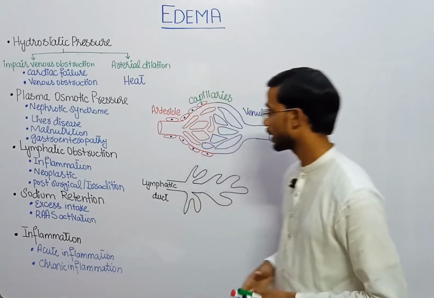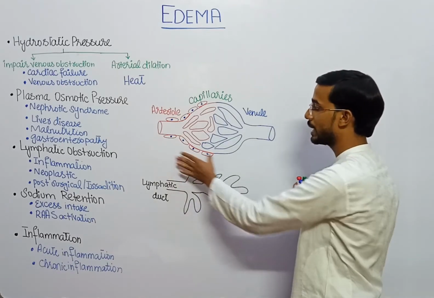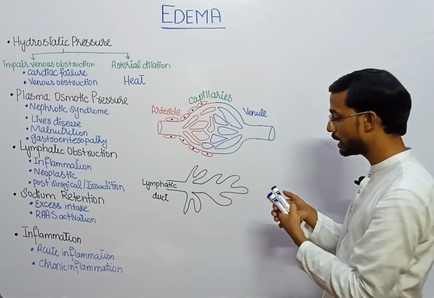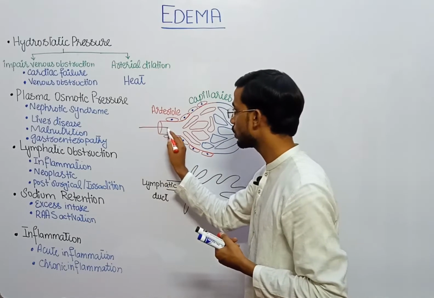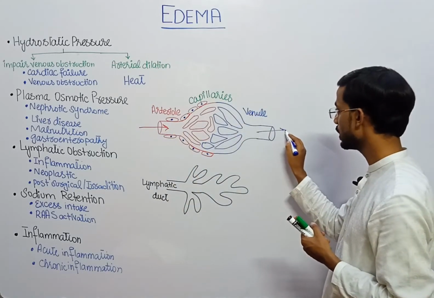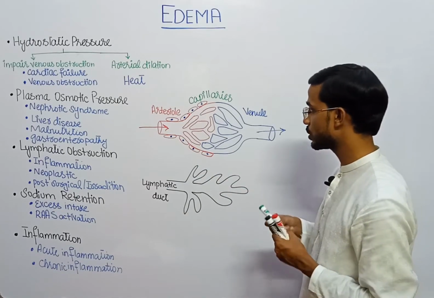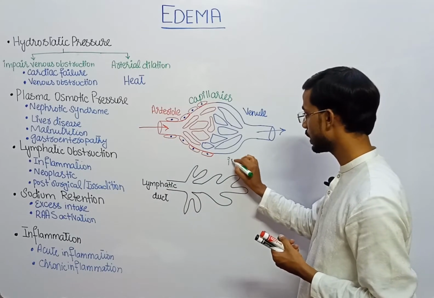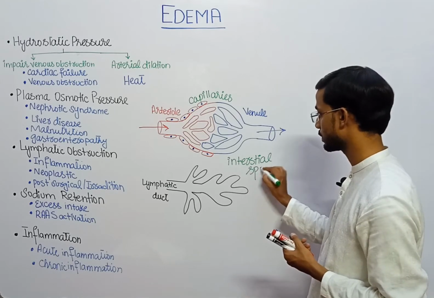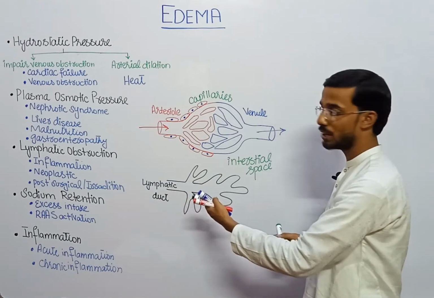Let's start. Here you can see this is the portion of the arteriole, then this is the portion of the capillary, and last is the venule. The blood flows from the arterioles and exits from the venule. This space is the interstitial space. And this is the lymphatic duct, the lymphatic system.